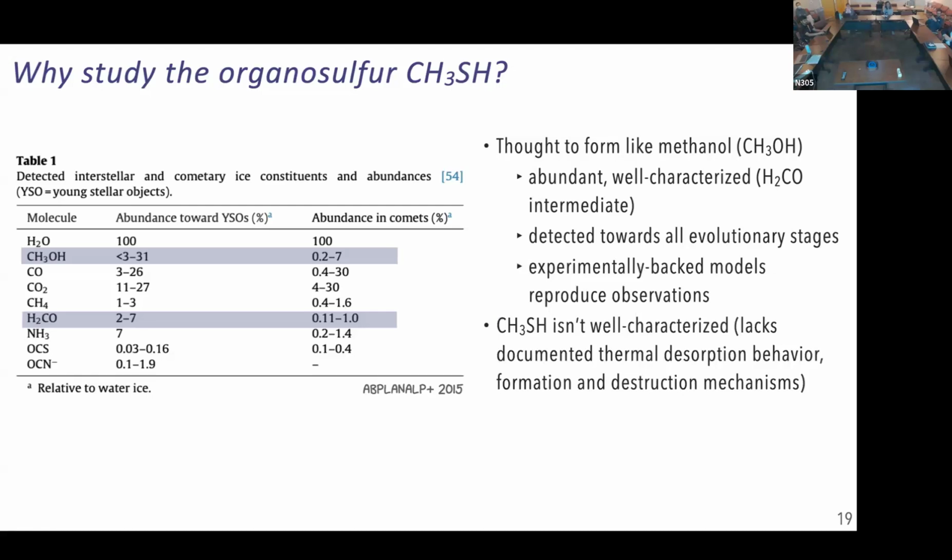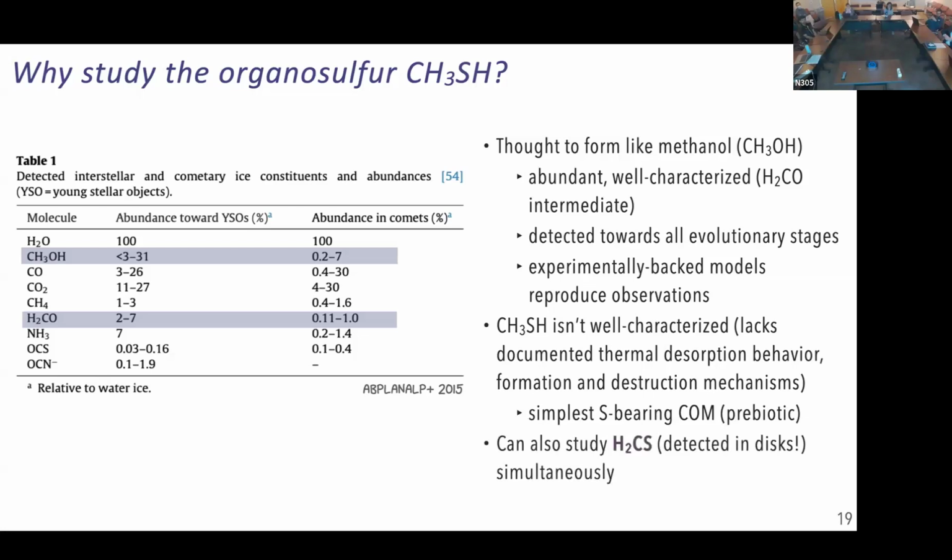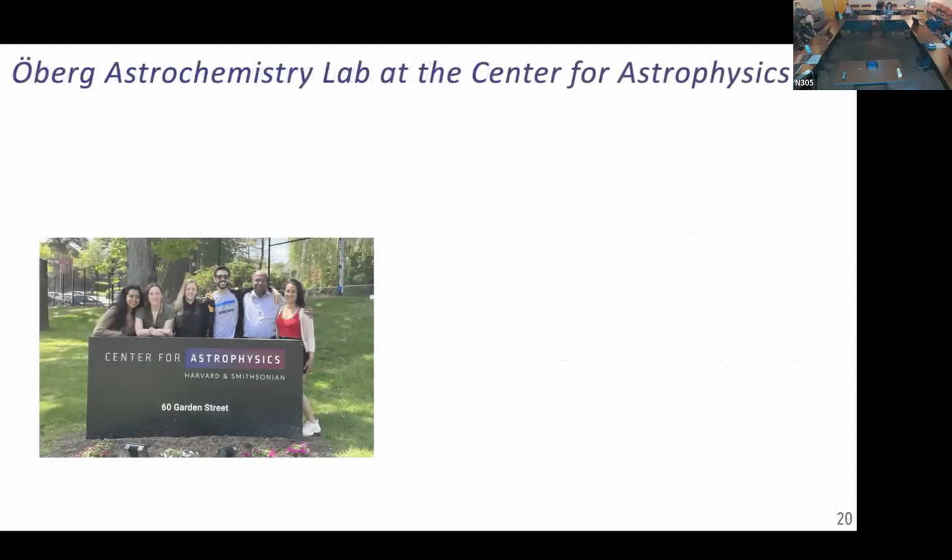CH₃SH, on the other hand, isn't well characterized at all. It lacks fundamental desorption behavior, formation, and destruction mechanisms. But it's the simplest S-bearing complex organic, so naturally we would assume that methyl mercaptan could be a model for larger organics. Also, we can study H2CS by way of studying methyl mercaptan, which is the most complex molecule detected in disks. So this was the reason why I chose methyl mercaptan.